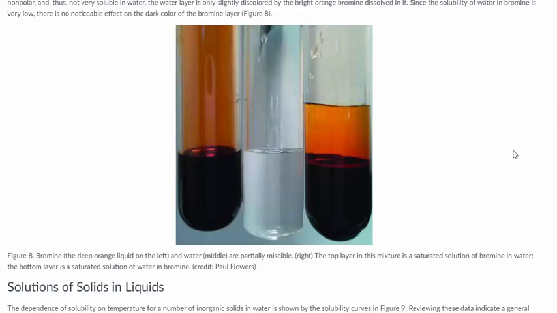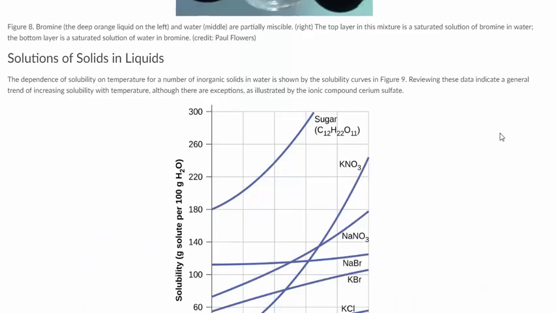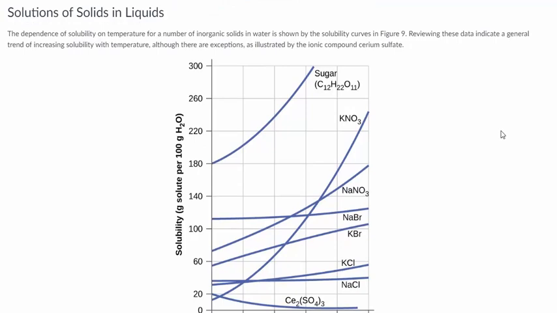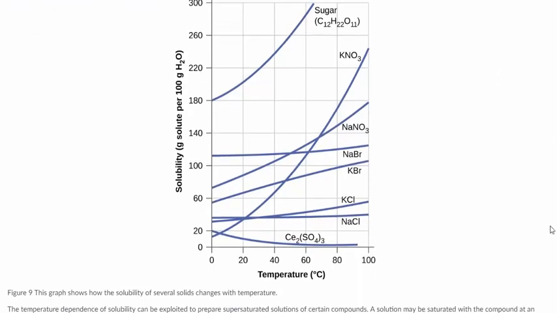And that also can be seen with solids in liquids. Now, in most cases, a solid in liquid will increase its solubility as the temperature increases. Again, this is for most inorganic solids. This is a general trend, and there are going to be exceptions. In fact, on this particular graph, there's an exception right here, this cesium sulfate. But for most solids, this is going to be the case. As temperature increases, solubility increases as well.